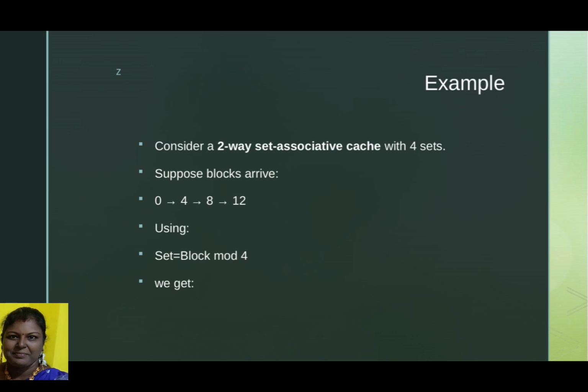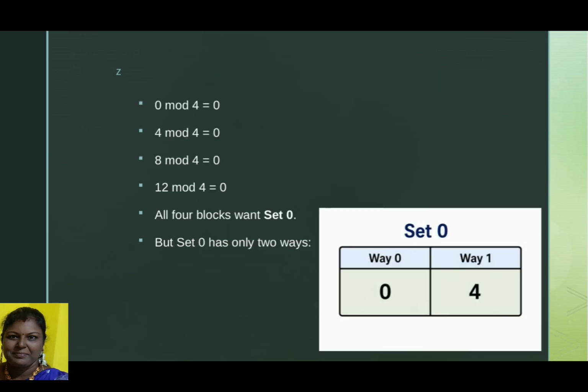Here, we're looking at a simple pattern, numbers divided by 4. 0, 4, 8, and 12 all leave no remainder when divided by 4. That means they all belong to what we call set 0. But there's a catch: set 0 only has 2 ways to assign these blocks. So even though 4 blocks want the same set, the set itself can't hold them all at once. This sets the stage for a deeper look at how we manage conflicts in allocation.